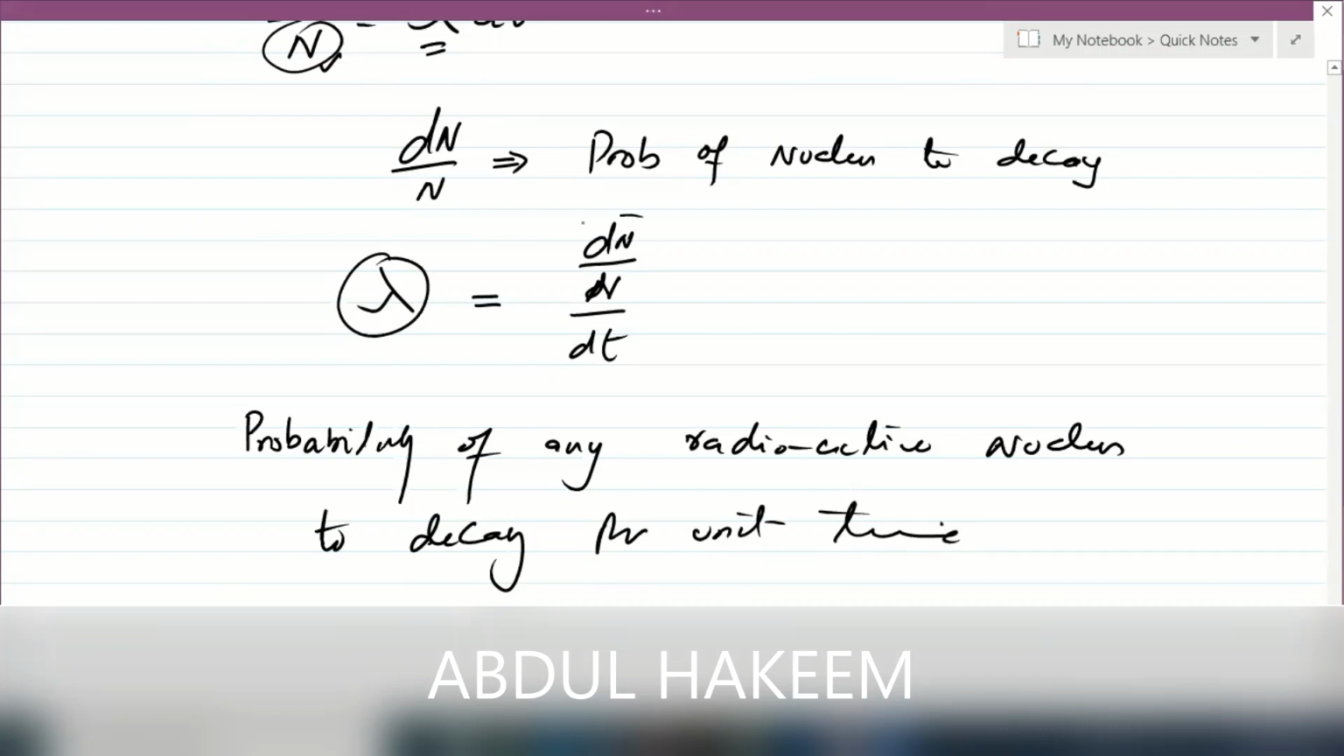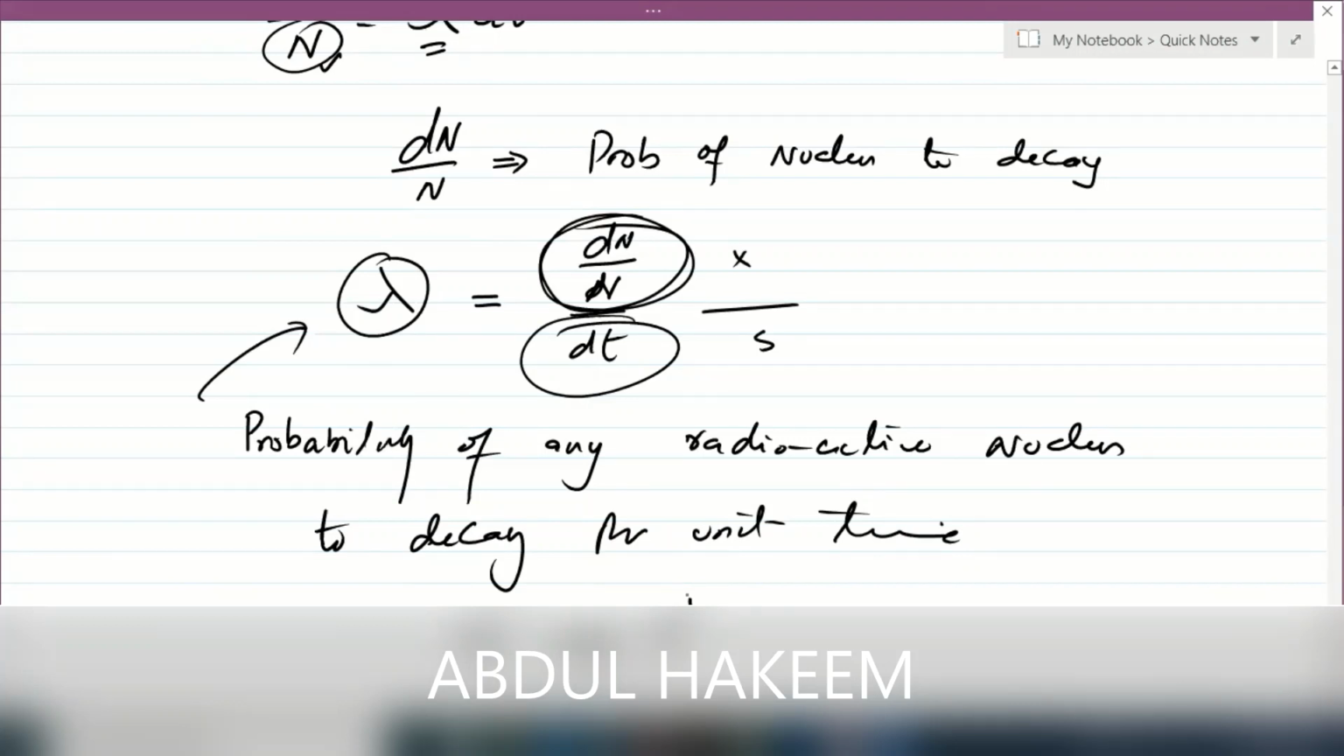So it is the probability of any radioactive nucleus to decay per unit time. This is called the decay constant. Now, the probability has no unit, the time is in seconds. So this decay constant lambda is measured in second power minus 1. Activity is similar, but measured in becquerel. This decay constant will remain second power minus 1.